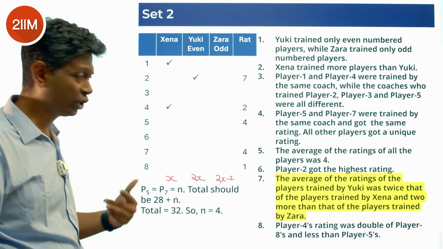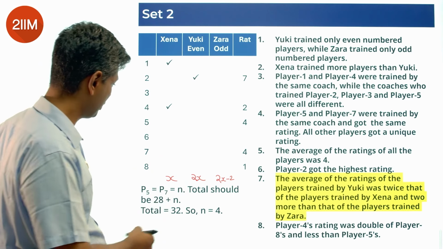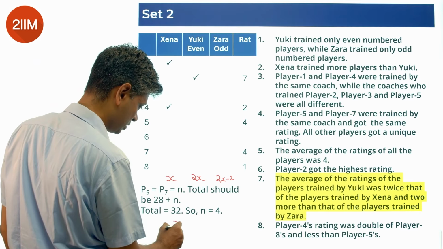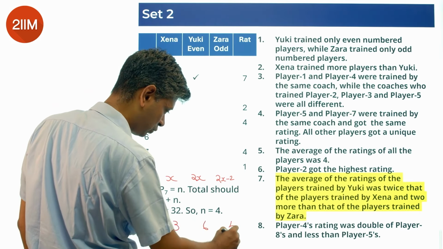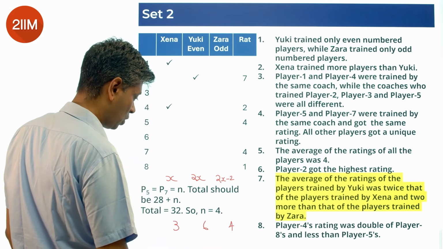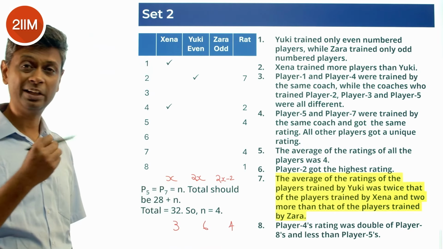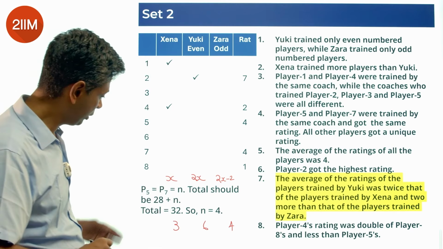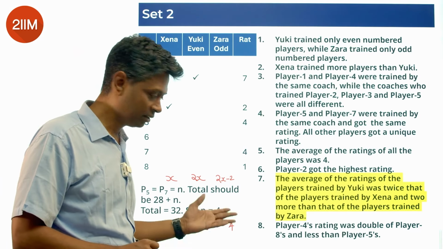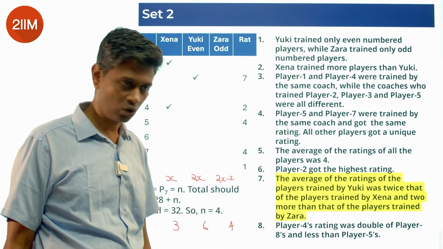X has to be more than 2. Maybe it is 3, 6, 4. Or it could be 2.5, 5 and 3. Average need not be an integer, just keep that in mind. So other combinations also exist.